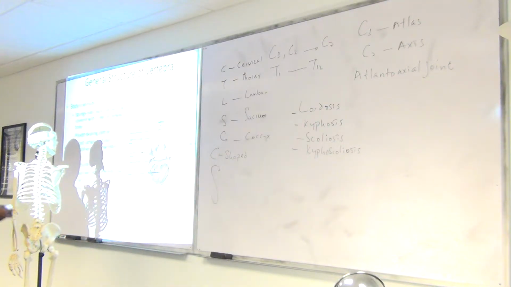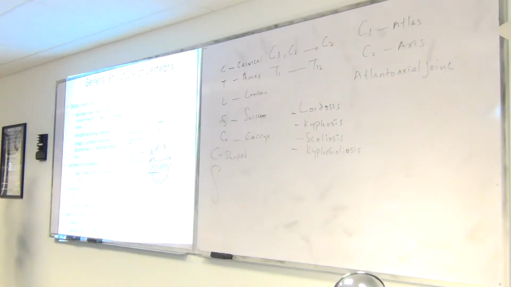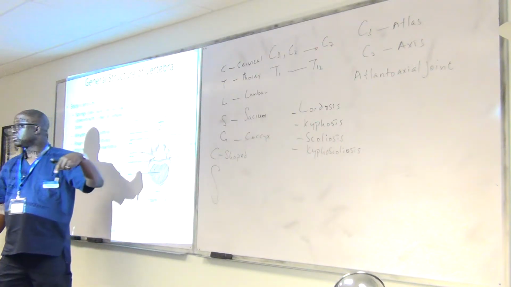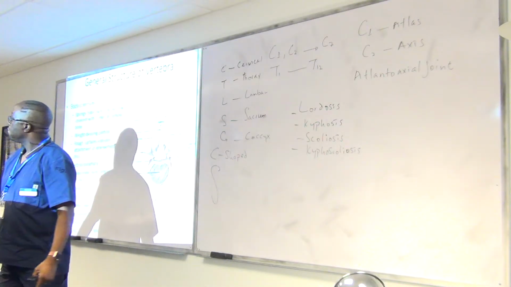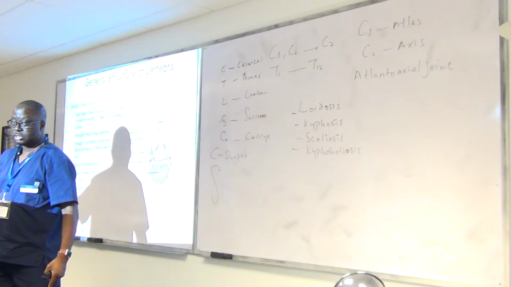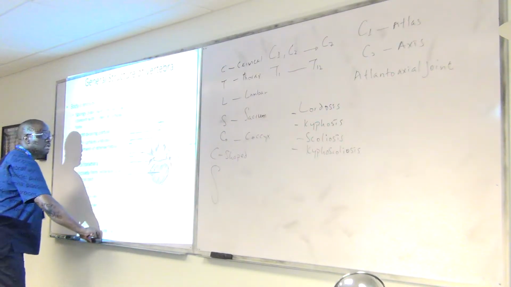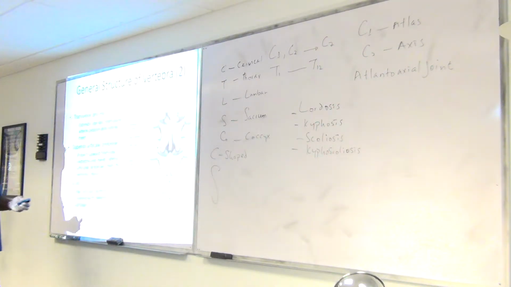So again, we have 33 of them. I've told you that the vertebral canal houses what? What type of nerve? What is the name? The spinal cord. Good. The spinal cord. So very important.